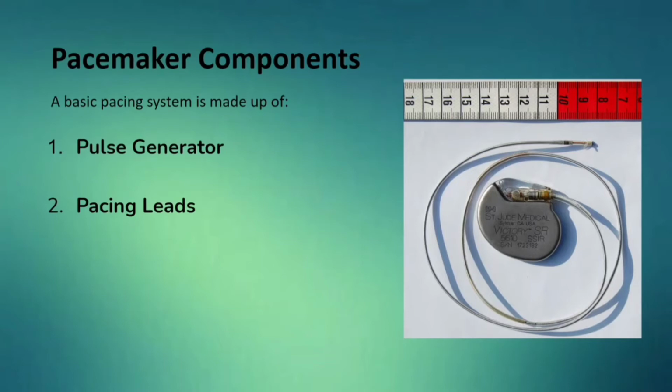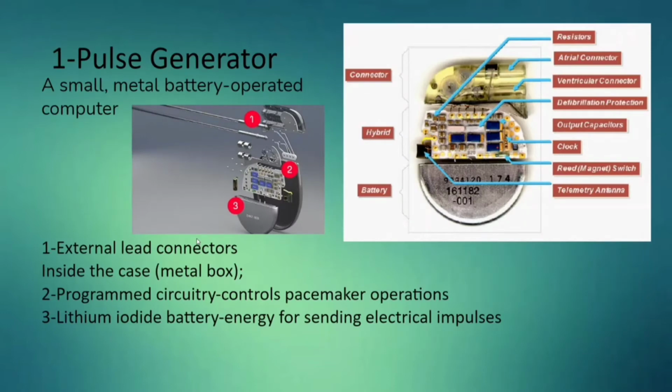A basic pacing system is made up of a pulse generator and pacing leads. I will start with the pulse generator, which is a small metal battery-operated computer. It has a metal box that includes external lead connectors, and inside the case there is circuitry that controls pacemaker operations and a lithium iodide battery that provides energy for sending electrical impulses. And if you look at the circuitry, there are a telemetry antenna, a clock, and other particular functions.